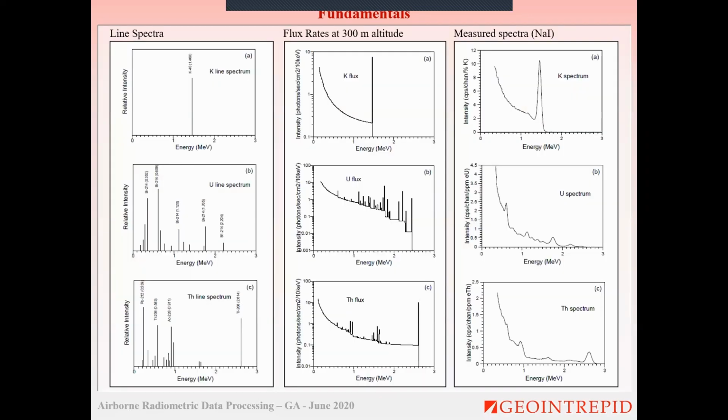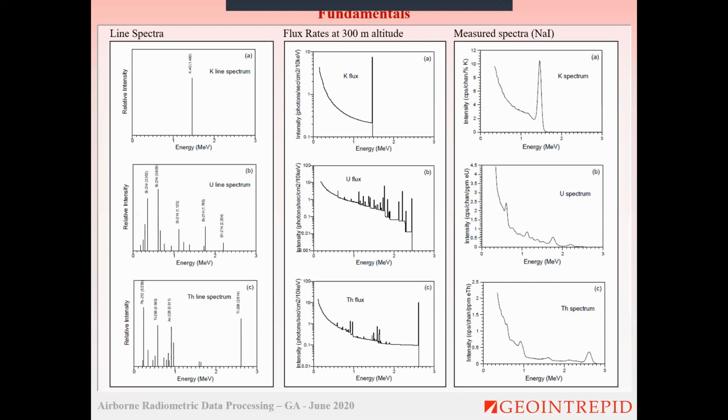Okay, so we see here on the left the line spectra, the potassium, uranium, and thorium line spectra. In the middle is the flux rate after the gamma rays traveled through 300 meters of air, and if we detect that with our sodium iodide crystals, then the spectrum looks like what we see on the right hand side. So the left side you would measure in the lab, and the right side is something we measure in geophysics.